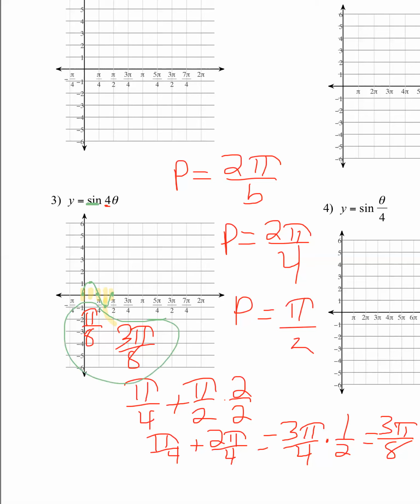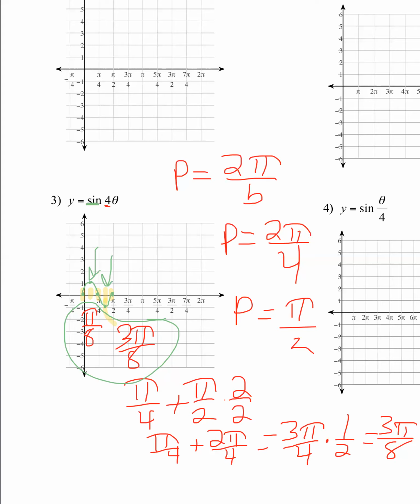I do want you to be able to find them. On a worksheet like this, where the values are already given to you, if you don't find them, it's not the end of the world. Like I could have made this graph without figuring out that this number right here happened at pi over 8, and this one happened at 3 pi over 8. You get what I'm saying? Like, you know where on the graph this happens.